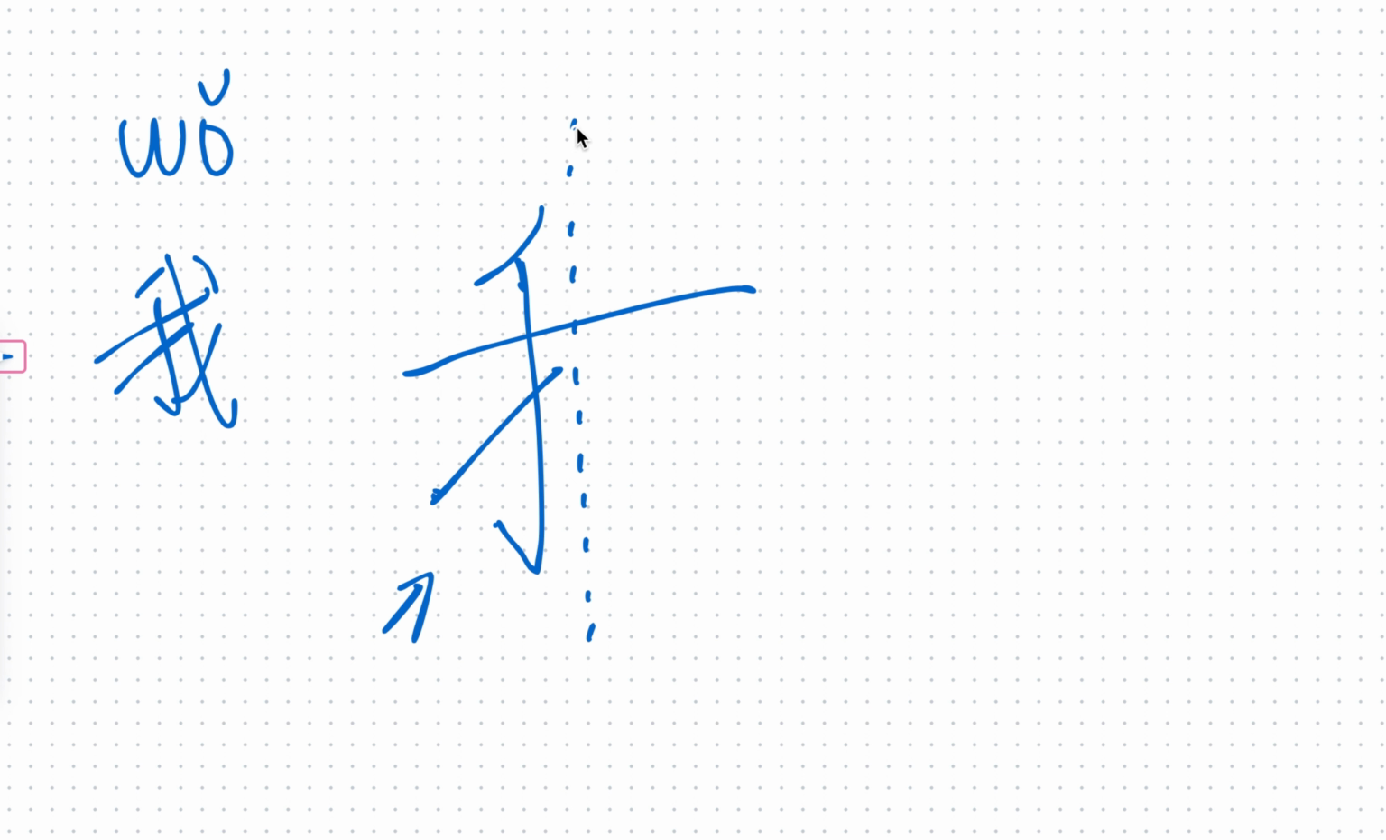And next one, you can go from here. Remember, it has this angle. This is horizontal, and this is vertical, and you need to have a little angle down here, smoothly with a little curve and a little hook, and it goes to the left, and finally put the dot.